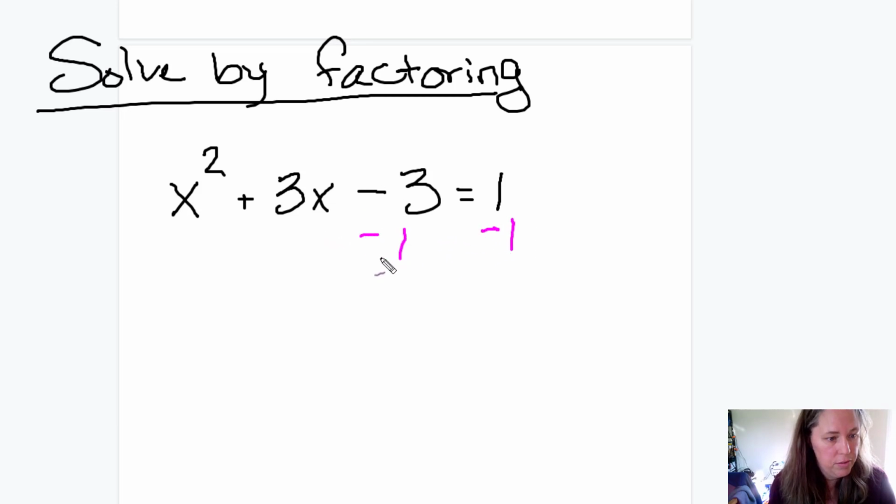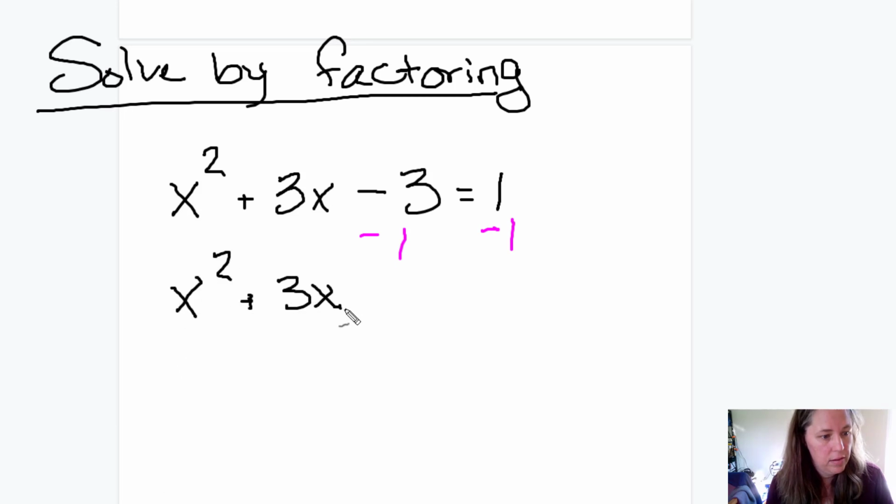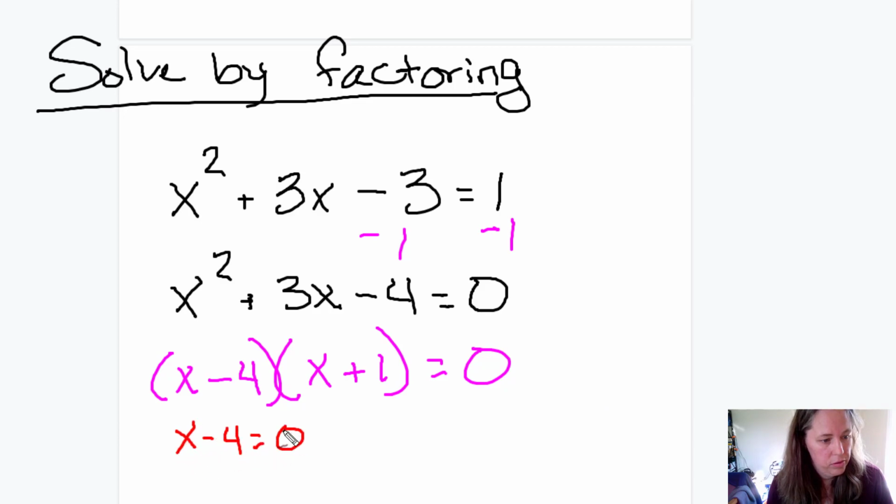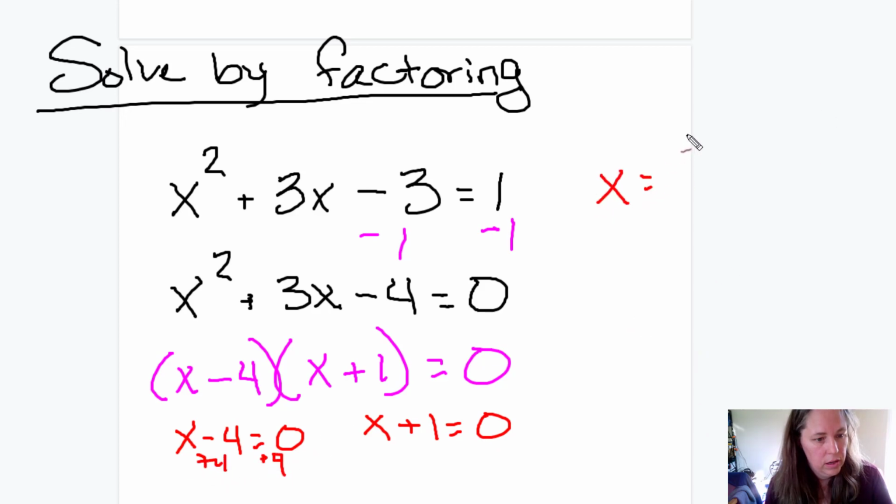We're going to subtract 1 from both sides. We get x squared plus 3x minus 4 equals 0. We're going to factor that into x minus 4, x plus 1 equals 0. So we get x minus 4, oops, I didn't mean to do red on that one, and we get x plus 1 equals 0. So plus 4 to both sides, we get x equals negative 1 and positive 4.